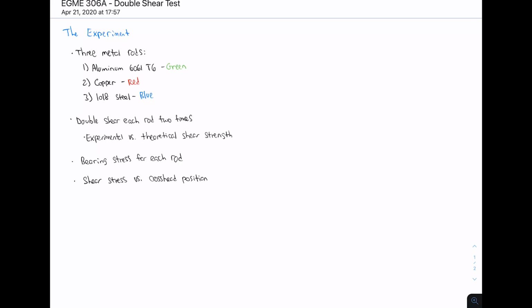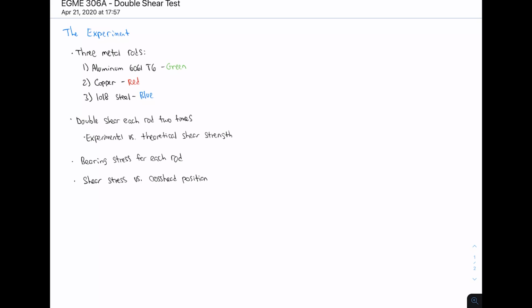Then in the report you're going to compare the experimental shear strength versus the theoretical shear strength, and we'll discuss the accuracy of the theoretical versus experimental results. We're also going to look at the bearing stress that we have for each rod, so hopefully you remember that from your 331 class. The last thing we're going to do in the report is graph the shear stress versus the crosshead position for each specimen, and then we'll compare them.